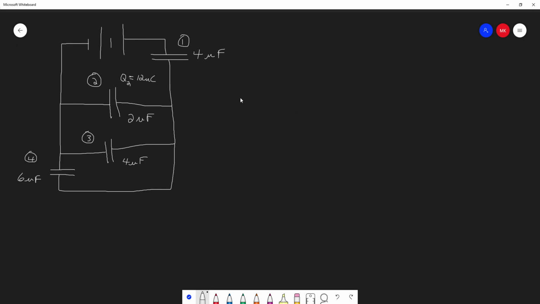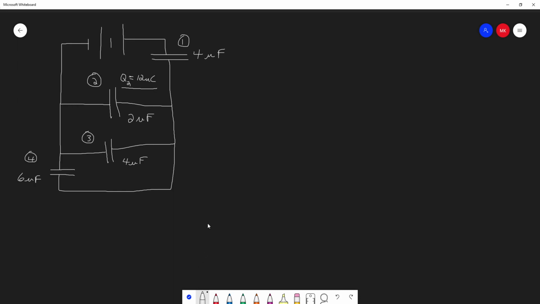Anyways, we have a circuit here. We're given these capacitances, and we're given this charge too on this capacitor. So this problem first asks us, what is the equivalent capacitance? And part B is, what is the charge on C1, capacitor 1? And part C is, what is the total energy stored in the capacitors?